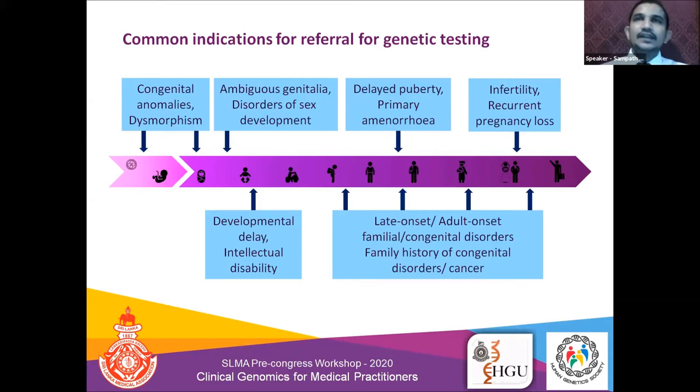For example, in early childhood, they may present with developmental delay or intellectual disabilities. In the teenage years, they might come with delayed puberty or primary amenorrhea. Or later in life, in early adulthood, they may come with infertility or recurrent pregnancy loss.